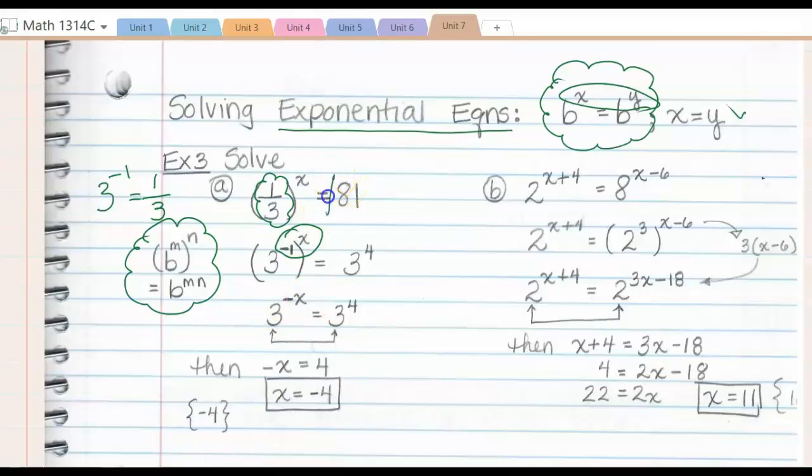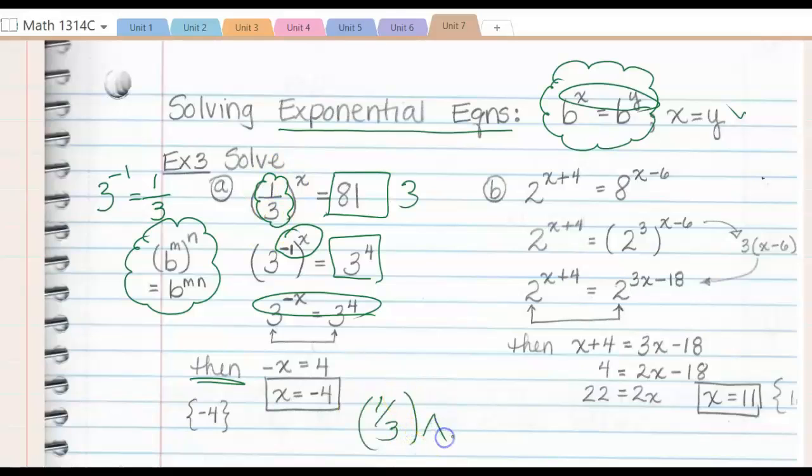So the question is, how can I change 81 so that it has a base of 3? We know that 9 times 9 is 81, and each of those 9s is 3 times 3. We can see how I'm getting my 3 to the 4th power. So now that I have the same base, then I know my exponents are equal to each other. So once we have that, then we can say that -x is equal to 4, and therefore x is equal to -4. And again, we can probably put this in a calculator, put 1/3 in our calculator, and then raise it to the power of -4, and we should see that that's going to give us 81.